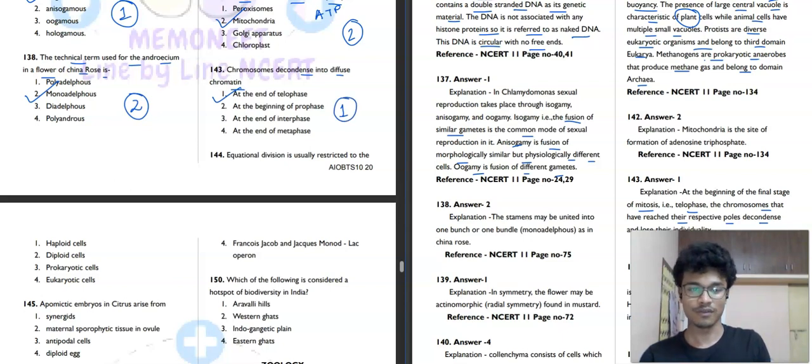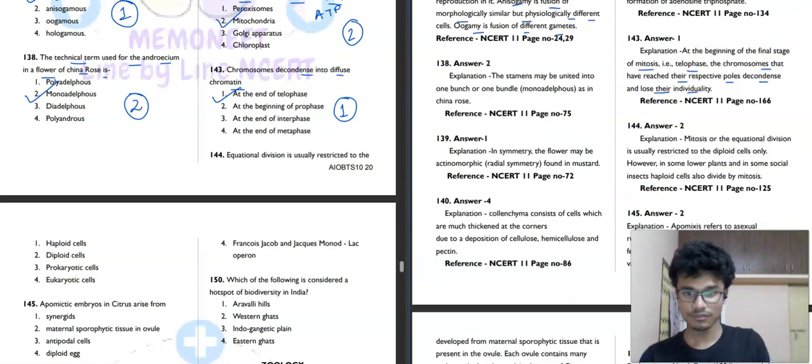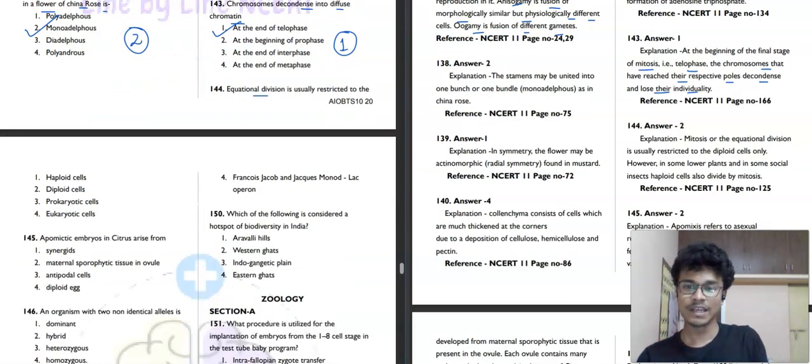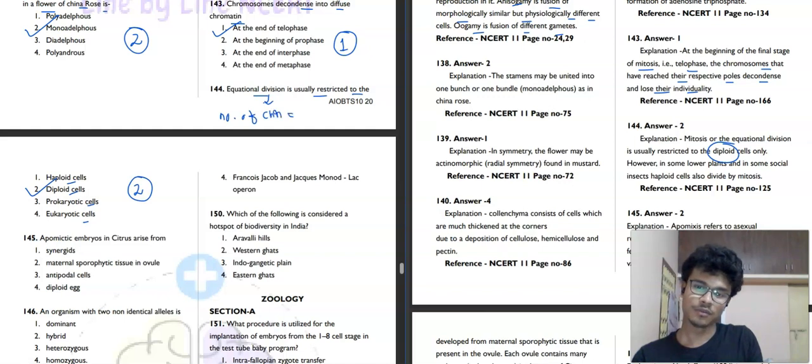Moving towards the next question, 144. It is saying that equational division is usually restricted to haploid cell, diploid cell, prokaryotic cell, or eukaryotic cell. So basically, mitosis, the equational division, is usually restricted to diploid cells only. So the second option will be our correct answer for this question. What does equational division mean? Equational division basically means that the number of chromosomes will be the same from parent to offspring.